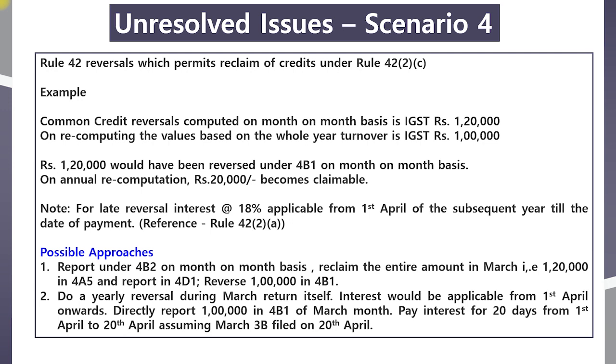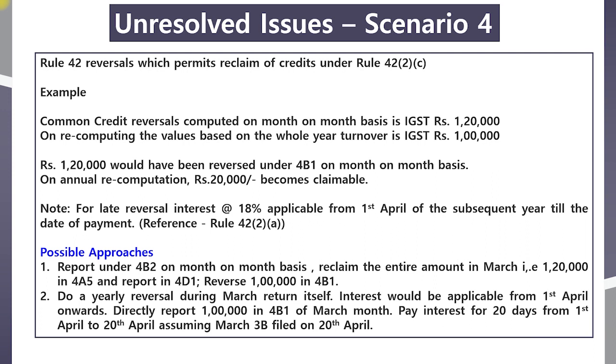I've taken a scenario where month on month I have been reversing 1,20,000 totally, but on recomputing, the actual values turned out to be lesser, that is 1 lakh rupees. Now, how do I go about with this scenario? Because the form says Rule 42-43 reversals has to be reported in 4B1, which is more of a permanent reversal in nature. Now, plausible approaches we may adopt.